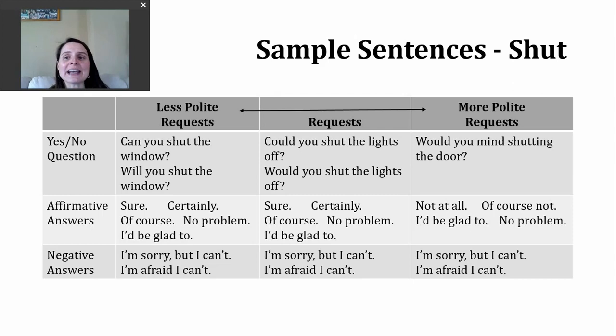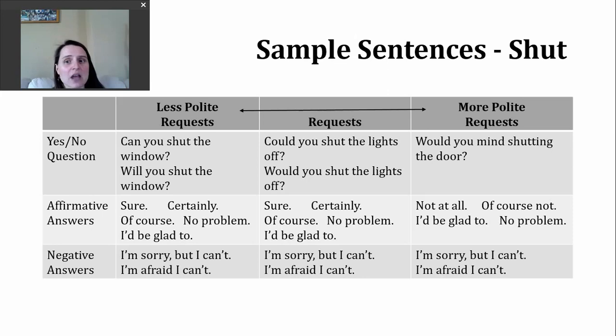Finally, I want to show you what's probably considered the most polite way to make a request, and it's with this phrase, would you mind? Okay? And then after that phrase, we're going to use the progressive form of the verb. Would you mind shutting the door? Okay? When we make this request, we do not want to use please. It's not necessary.